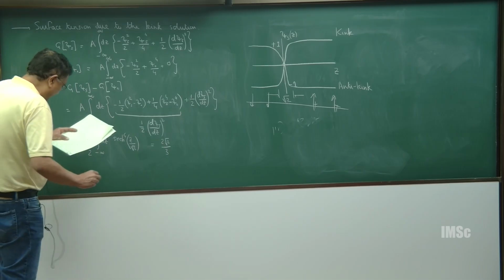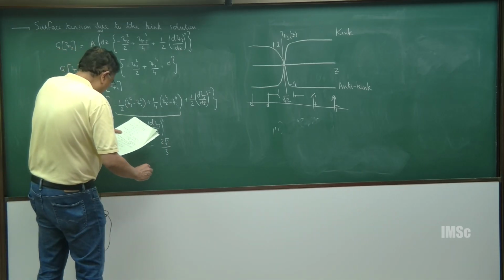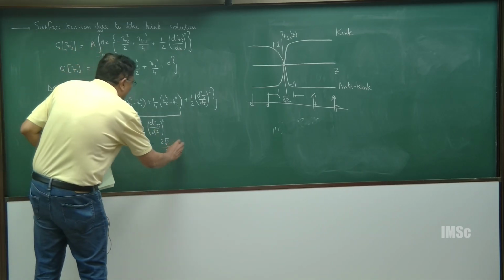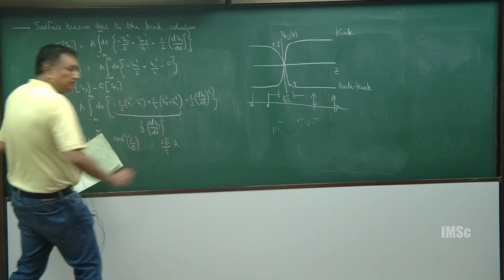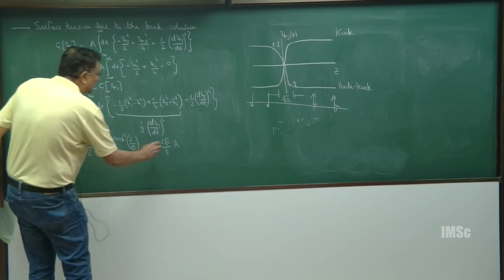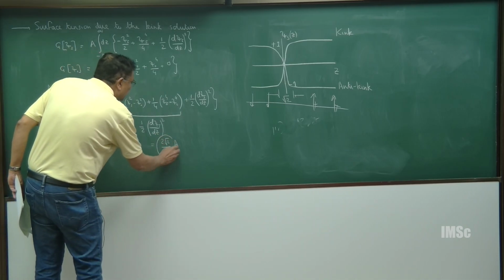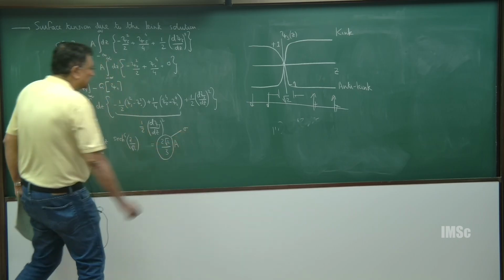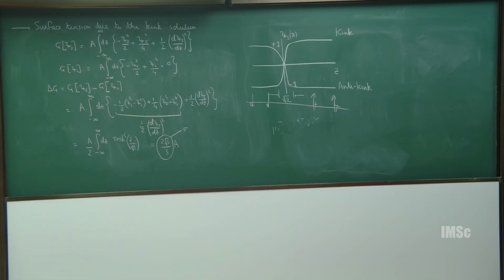This is a standard integral in Gradshteyn and Ryzhik, and that is 2 root 2 by 3 a. So, the surface tension is identified. Obviously, the surface tension is the factor that multiplies the area. So, that is the surface tension of the interface basically, and that is what is going to drive phase separation.